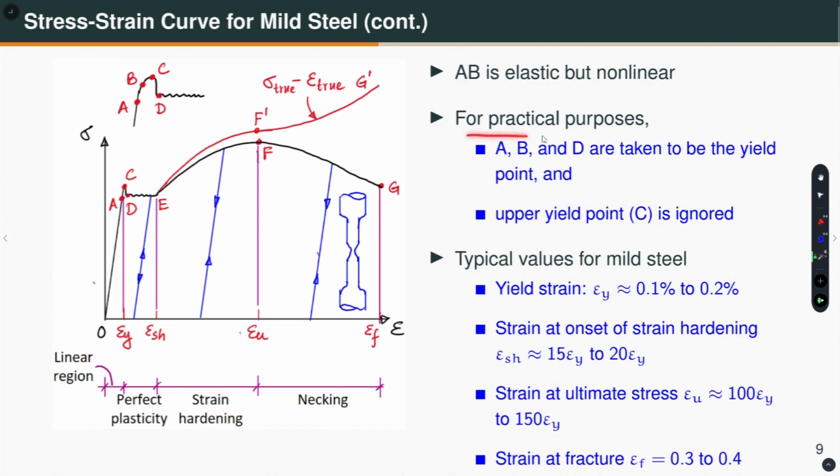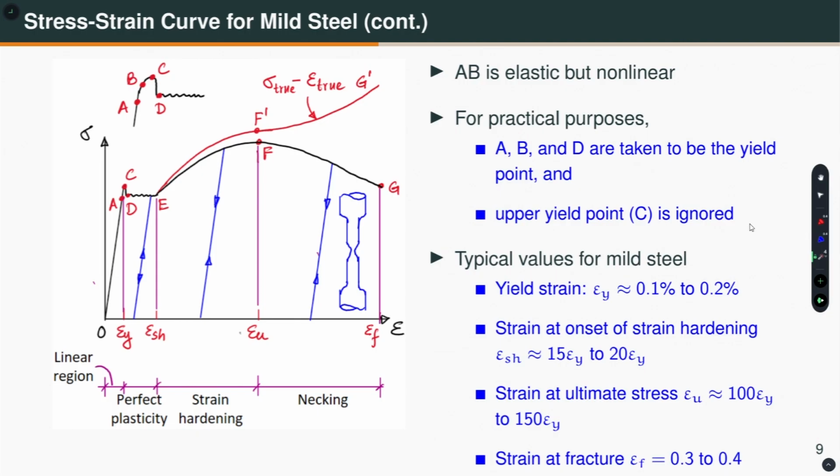So, for all practical purposes, what we do? We take A, B and D to be only one point. So, these are taken to be the yield point. Okay? And this upper yield point C is basically ignored, right. So, that is what we do.